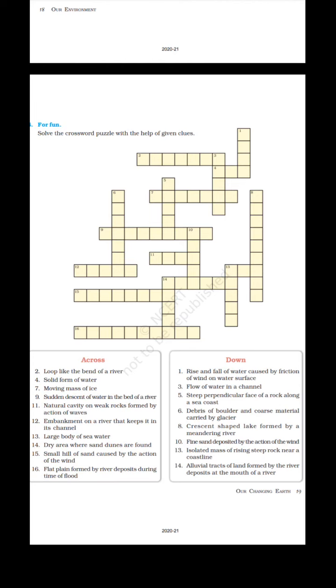Down. 1. Rise and fall of water caused by friction of wind on water surface. 3. Flow of water in a channel. 5. Steep perpendicular face of a rock along a sea coast. 6. Debris of boulders and coarse material carried by a glacier. 8. Crescent-shaped lake formed by a meandering river. 10. Fine sand deposited by the action of the wind. 13. Isolated mass of rising steep rock near a coastline. 14. Alluvial tracts of land formed by river deposits at the mouth of a river.